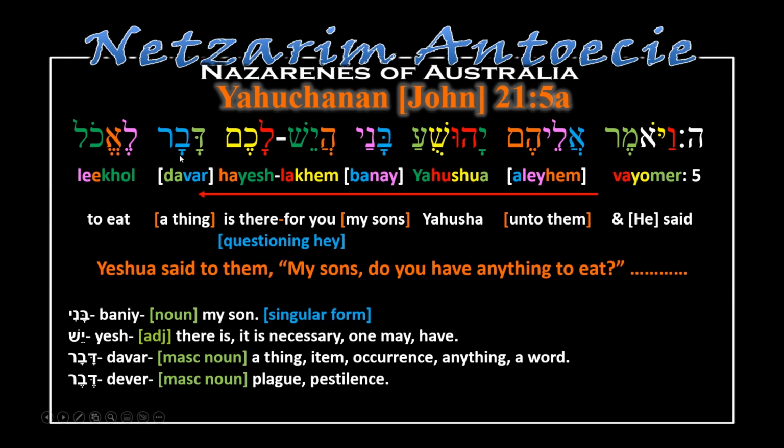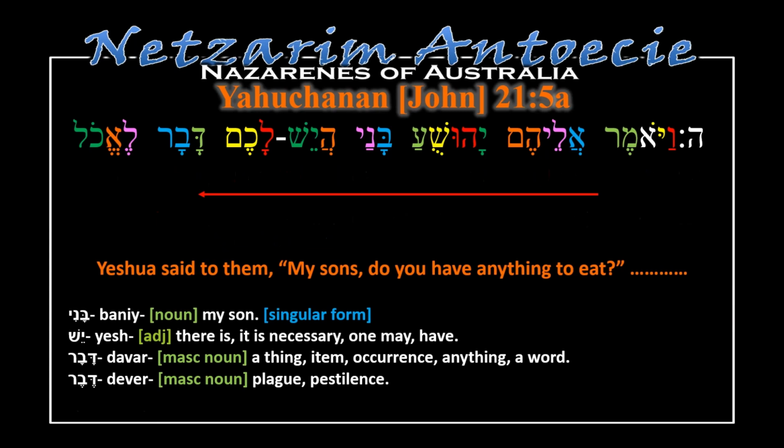Davar, a thing, because davar, of course, as down here, can mean a thing, an item, an occurrence, anything, or a word. So in this context, it's a thing. Le'ekol, meaning to eat. So in English, Yeshua said to them, "My sons, do you have anything to eat?"